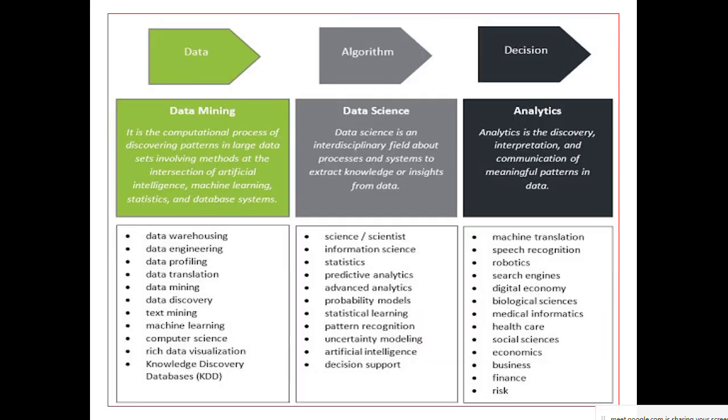Then we have three steps of data mining: data, algorithm, decision. Data is the raw material. Data mining is the computational process of discovering patterns in large data sets, involving methods at the intersection of artificial intelligence, machine learning, statistics and database systems. Under data mining we have data warehousing, data engineering, data profiling, data translation, data discovery, text mining, machine learning, computer science, rich data visualization, knowledge discovery in databases like the KDD process.